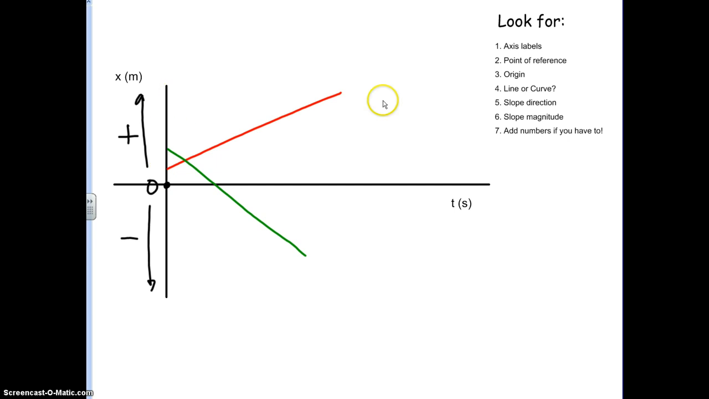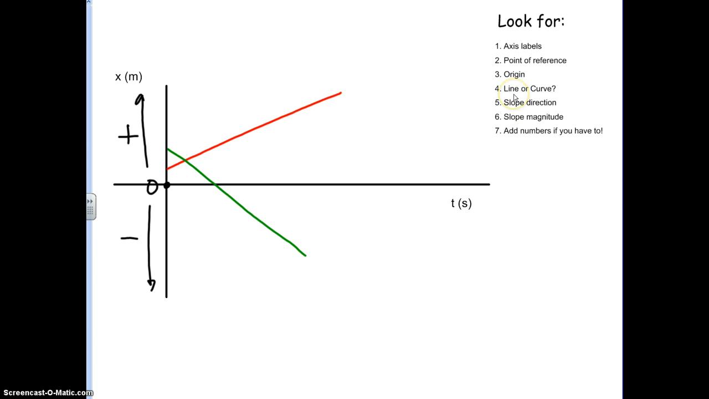So its origin and end point are the third thing that I'm really interested in. You can see the green one started to the right, further to the right than the actual red one did, but ended up way to the left of the point of reference.